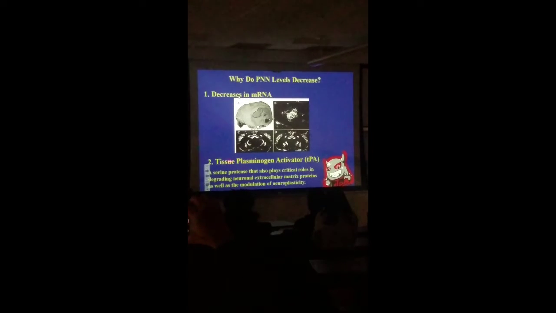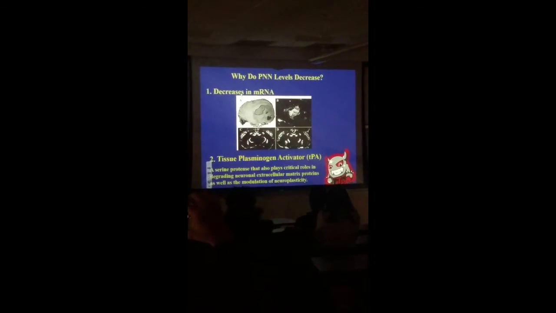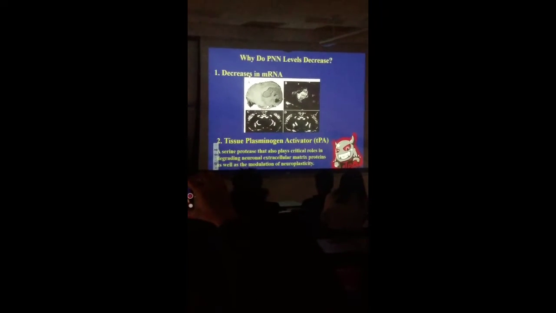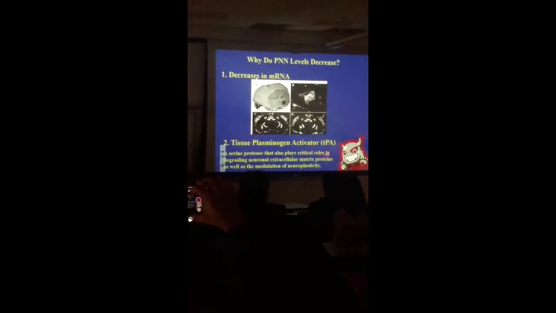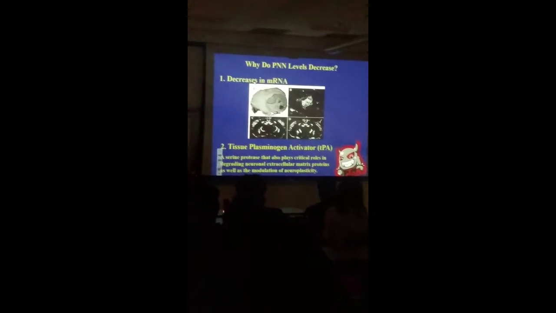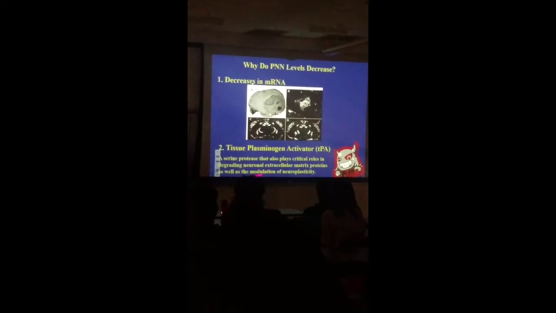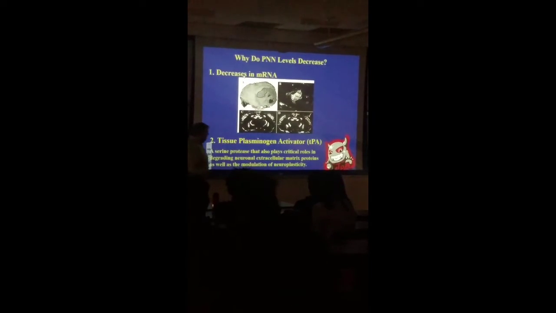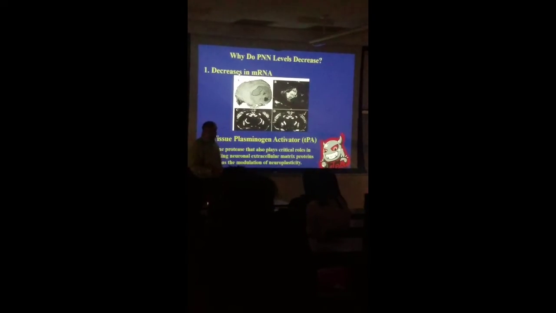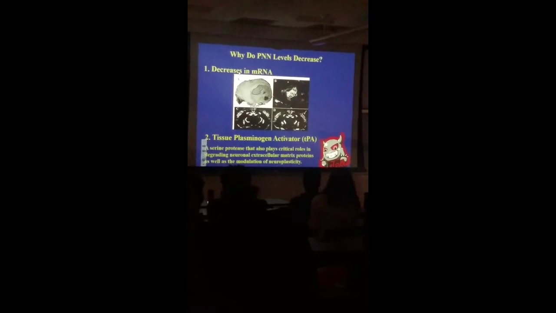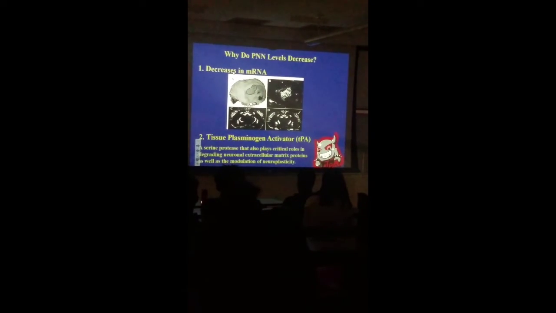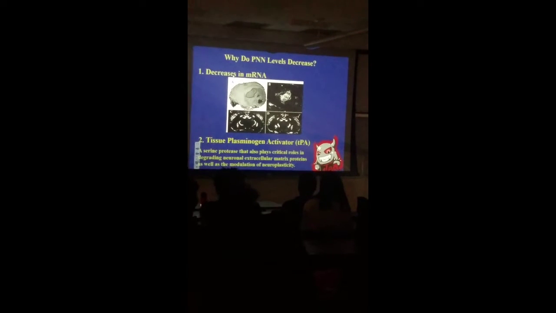So we looked at an enzyme called tissue plasminogen activator, which is a serine protease. Anytime you see the suffix -ase, that means it's an enzyme. It's cutting something. It also plays a critical role in degrading neuronal extracellular matrix proteins like the perineuronal net, as well as the modulation of neuroplasticity. This is kind of a funny thing, it says TPA. So professors also sometimes surf the internet, and this turns out to be a cartoon character that's used in an advertisement for some sort of potato chip in Japan.